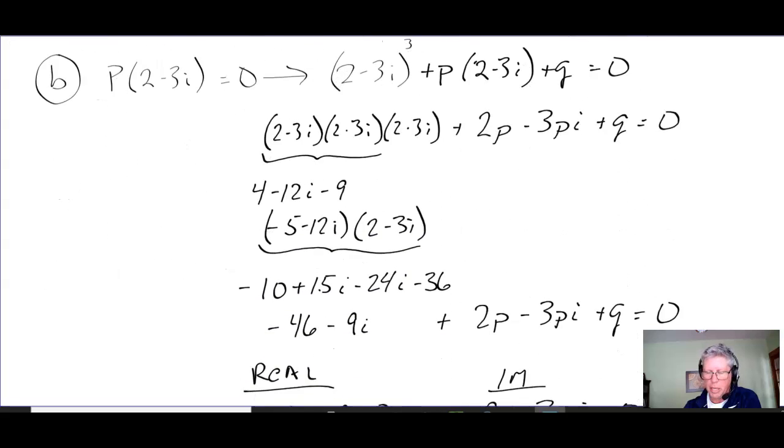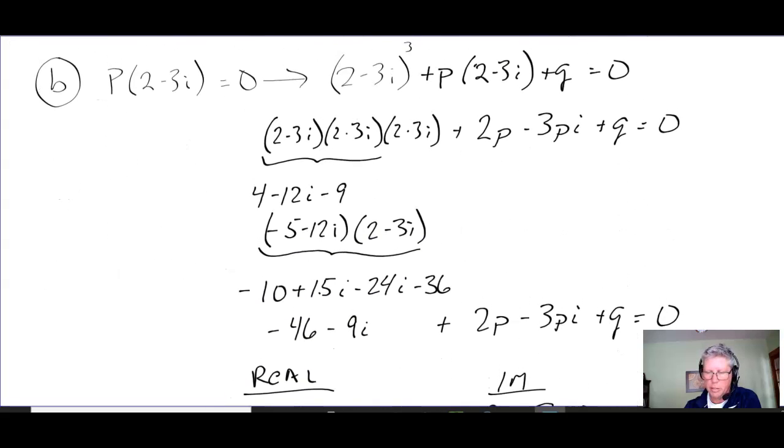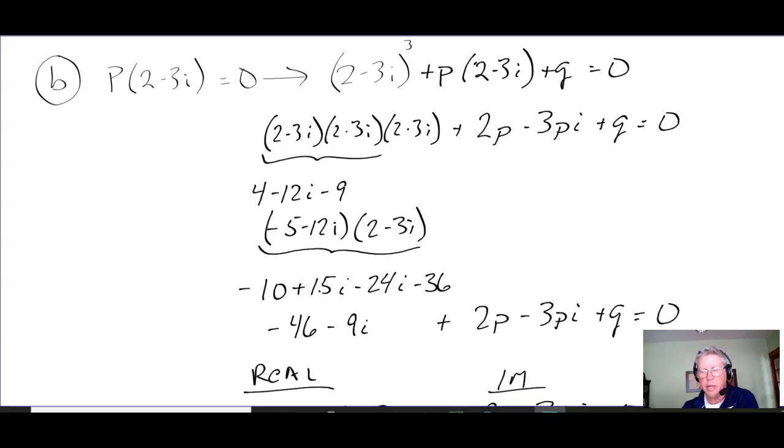So part B, you just plug 2 minus 3i into the function. You got to do some multiplication. You know, you got to keep your ducks in a row. So when you multiply 2 minus 3i cubed, you get this. When you plug that in, you get all this. So then you have one complex number equal to 0.